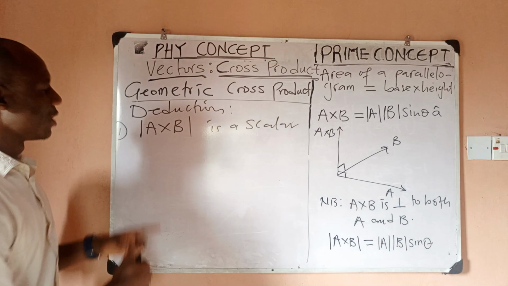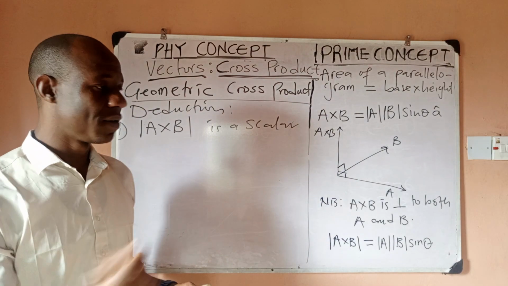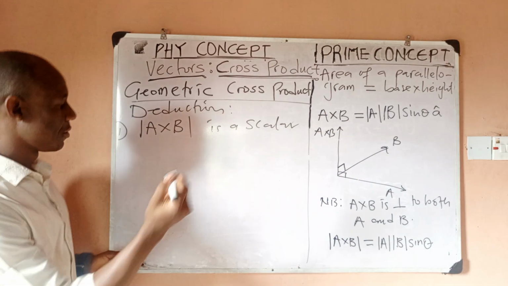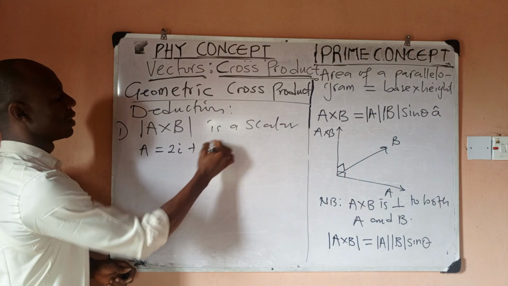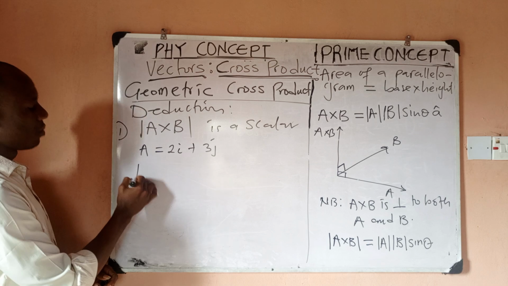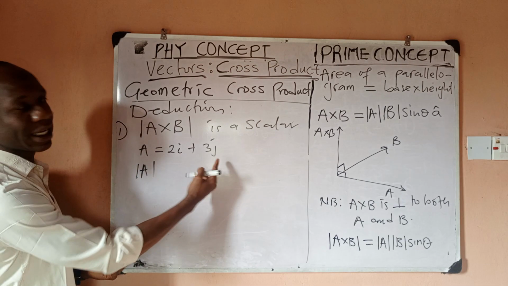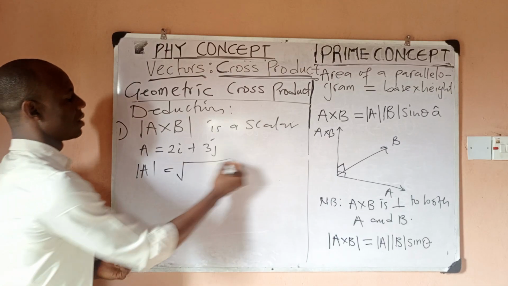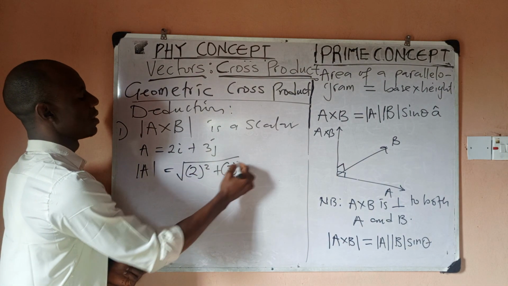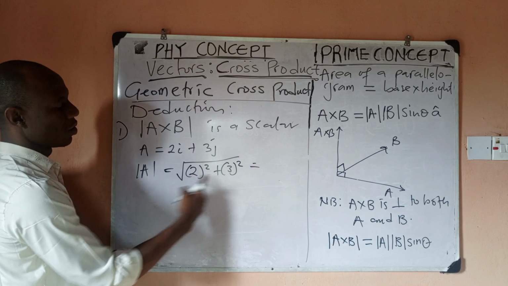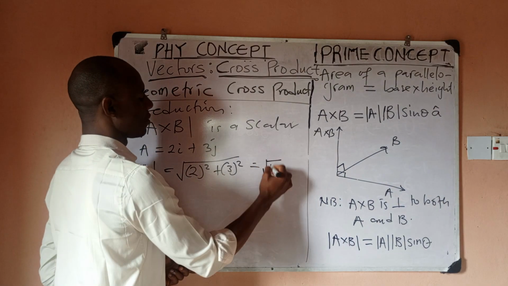The moment you take the magnitude of a vector, your answer would always be a scalar. And I believe it is clear. What do I mean by that? If you have a vector, say A is equal to 2i plus 3j, this is a vector. But the moment you find the magnitude of A, it is a scalar because it will no longer contain i and j. Let's do it. The magnitude of this is going to be the root of 2 square plus 3 square, and this is going to be 4 plus 9, which is what? It is 13. So I have root 13.